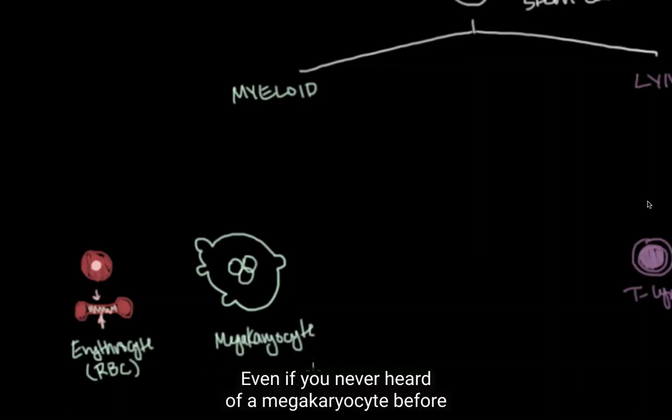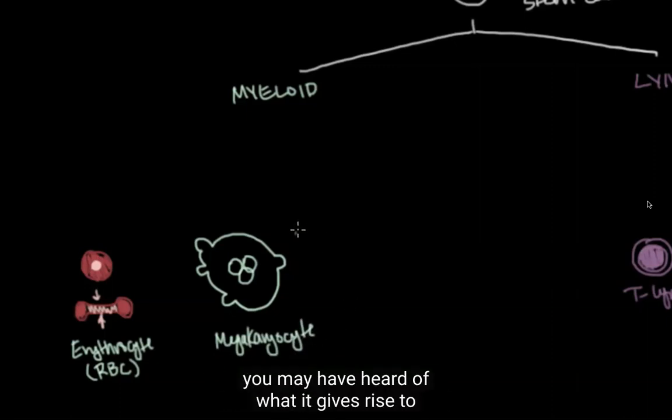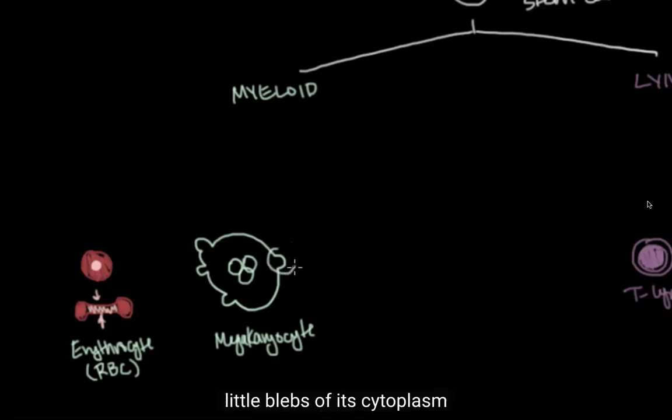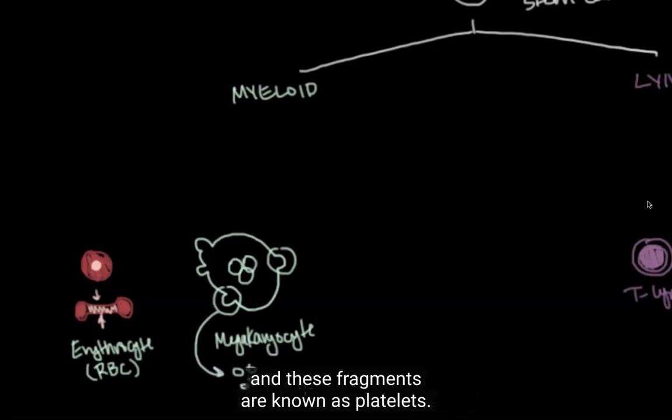And even if you've never heard of a megakaryocyte before, you may have heard of what it gives rise to, because a megakaryocyte gives off little blebs of its cytoplasm to form these small cell fragments. And these fragments are known as platelets. So you may have heard of the platelets before.